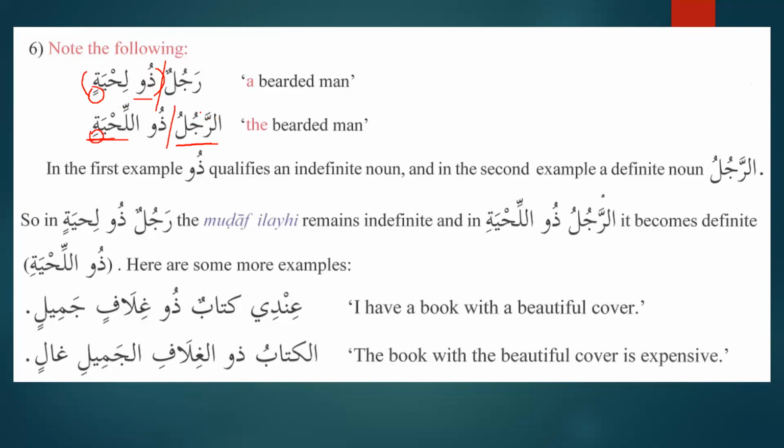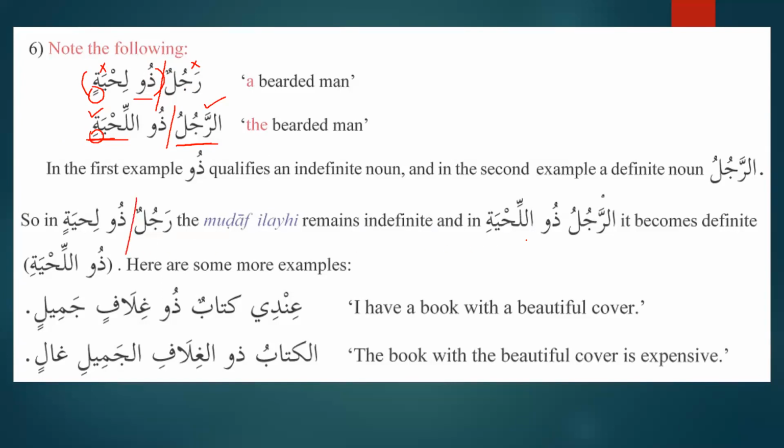I think that's the way that we should learn, but in case you find it difficult, the easy way is if the noun before dhu doesn't have al, then the noun after it will not have al. That's just to make things easier for us. No al, no al. And if the noun before dhu has al, then the noun after dhu will take al. That's the easier way, which I don't recommend. But in case you want to learn it the easier way, then you can say that. And in the proper way, I have already explained it to you. So in rajulun dhu lihyatin, the mudaf ilayh remains indefinite.